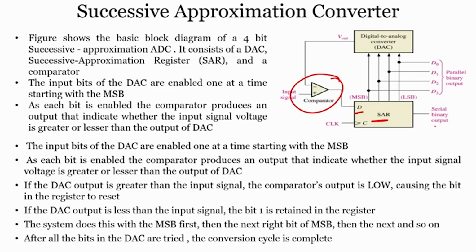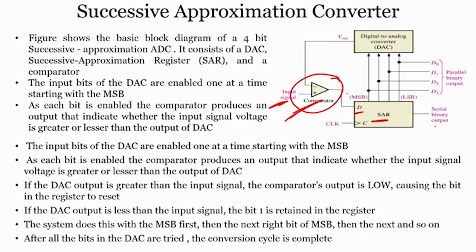Now, the input bits of the DAC are enabled only one at a time, starting with the most significant bit. As each bit is enabled, the comparator produces an output that indicates whether the input signal voltage is greater than or less than the DAC's. So, you understand this thing, if the V out here and the initial input here, whether it is more than DAC or less than DAC, we can easily see with the help of the comparator. If the signal input is more than the DAC, then we can have a higher bit. If the signal input is less than the DAC, we can have a lower bit, right.